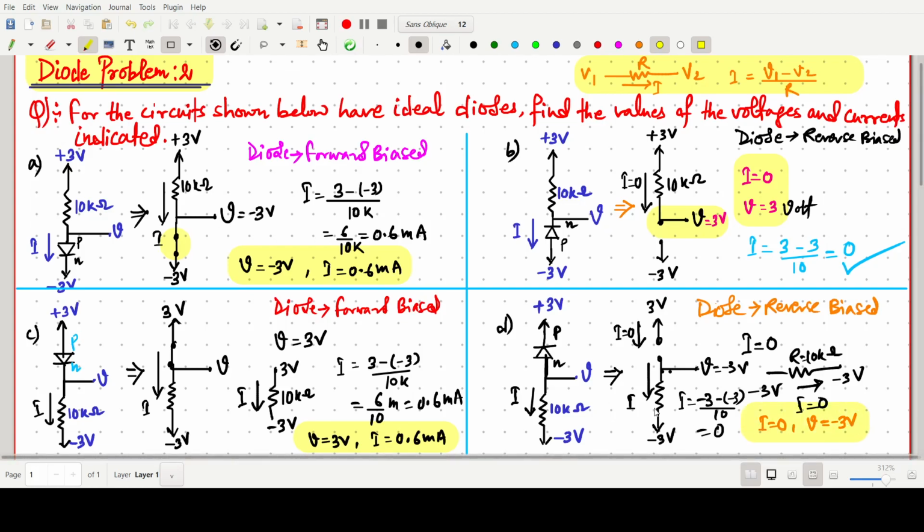So this is all about all four questions. We can simply draw the equivalent circuit, diode on or off, depending upon this. Every time we are just concentrating on the diode: if it is connected to plus, forward bias; if negative, reverse bias, open circuited. And after that we did all the simple calculations. So this is all about this question, and this is from the microelectronic circuits book.